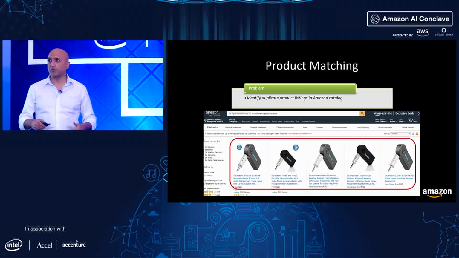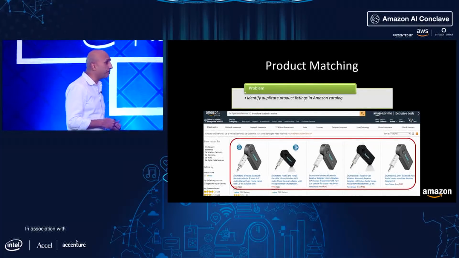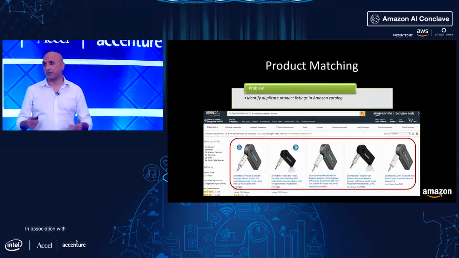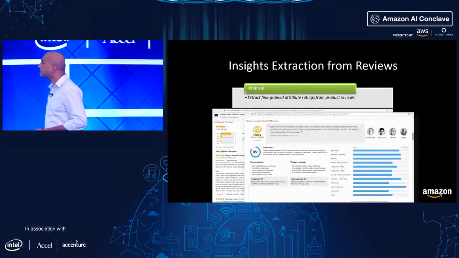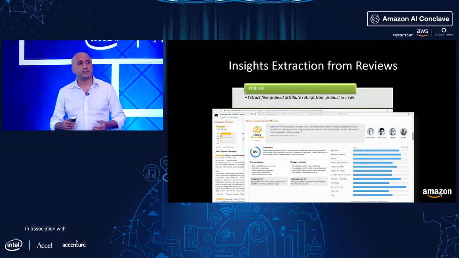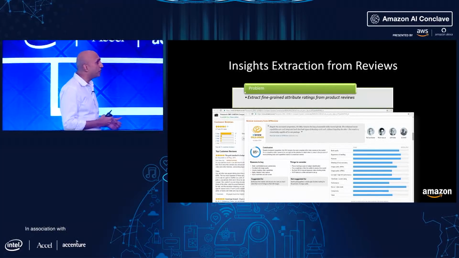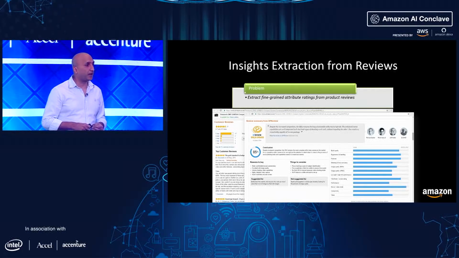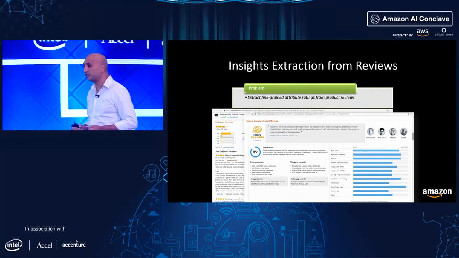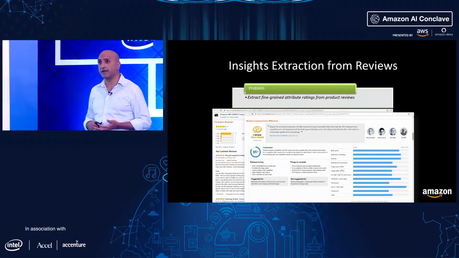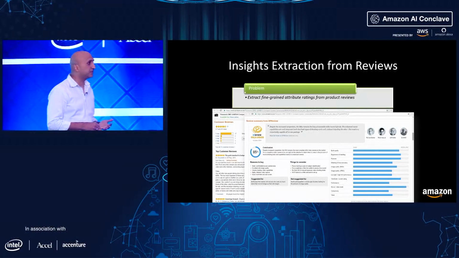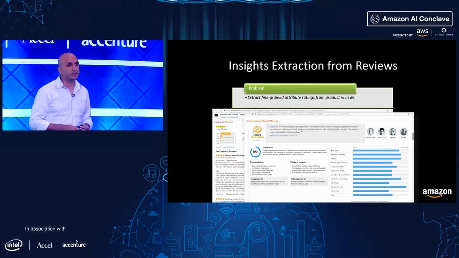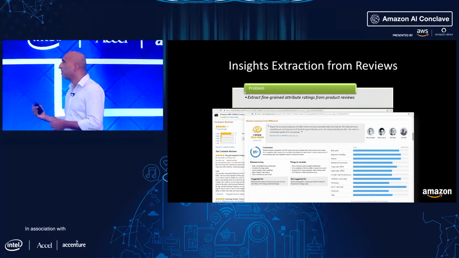Again, there's a lot of work in terms of developing algorithms to find near duplicates within the catalog using machine learning. And on the text side, we are working on extracting fine-grained ratings for attributes from reviews using, again, natural language understanding and sentiment analysis techniques. Some of the sentiment analysis techniques and algorithms that we're using are, again, from AWS.